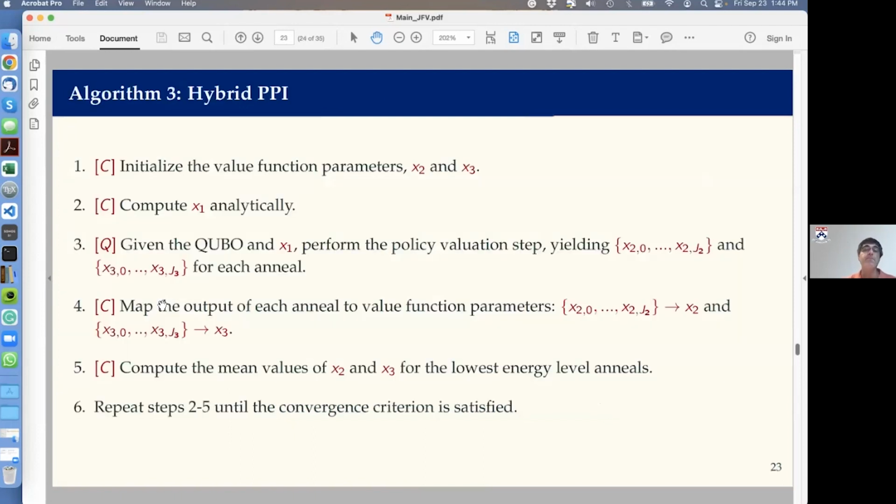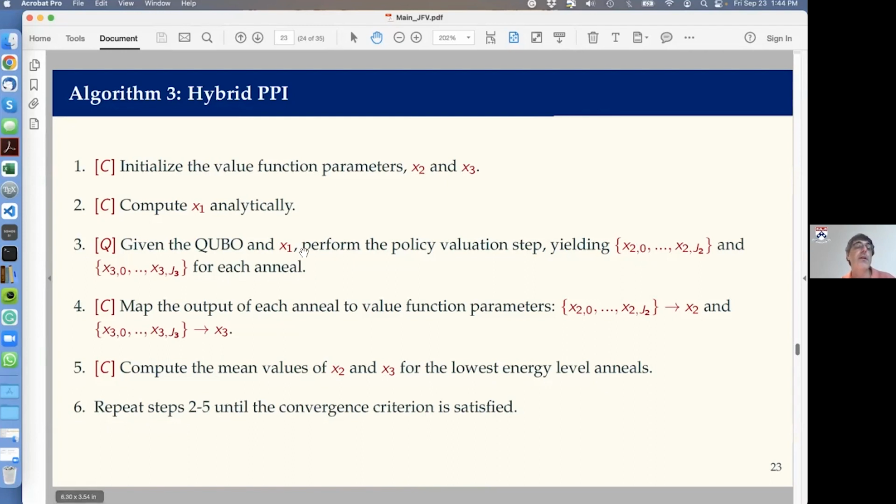What I'm going to do then is exactly as before. C over here is going to mean classical, Q is going to be the quantum annealer, except that instead of doing the minimization in the classical computer, I'm going to be doing the minimization in the quantum annealer. And I'm going to get new coefficients for the binary variables in each anneal. I'm going to map them into the value function parameters, and I'm going to compute the mean values that I get from the lowest energy level anneals, and I'm going to repeat steps 2 to 5 until the convergence criterion is satisfied.